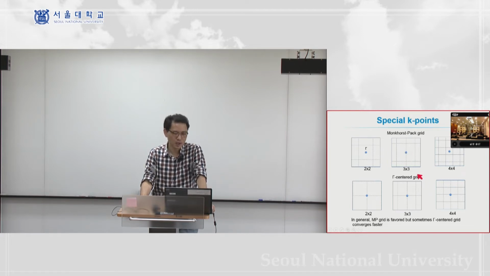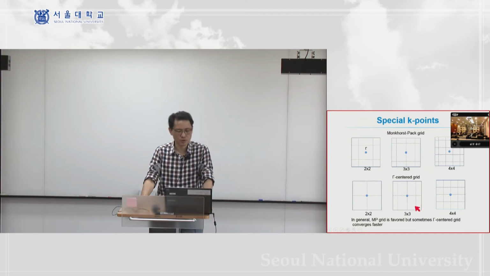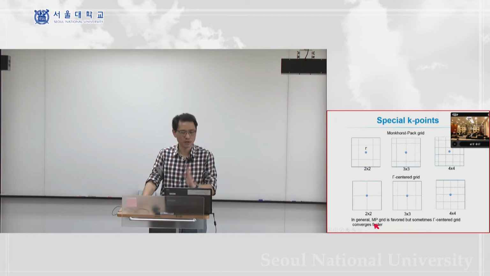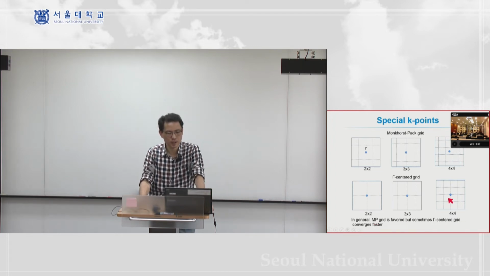But sometimes you may use the so-called gamma-centered grid, which, regardless of the sampling density, always includes the gamma point. Okay, so for specific purposes, this gamma-centered grid sometimes converges faster, so it is favored over Monkhorst-Pack. But for general purposes, and as the default setting, I recommend you use the Monkhorst-Pack grid.